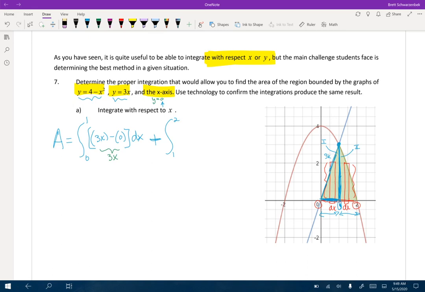All right, so from 1 to 2, now what's the upper function? The upper function is the curve 4 minus x squared. Again, what's the lower function? It is y equals 0. But looking through and seeing this, what is that going to just be? It's going to be 4 minus x squared, because if I asked you to find the area under this curve normally, you would just say 4 minus x squared dx.